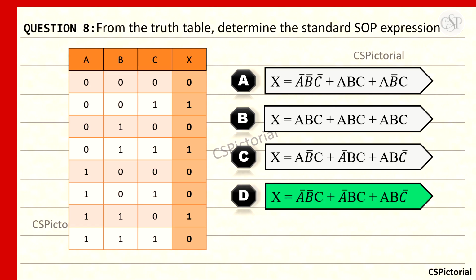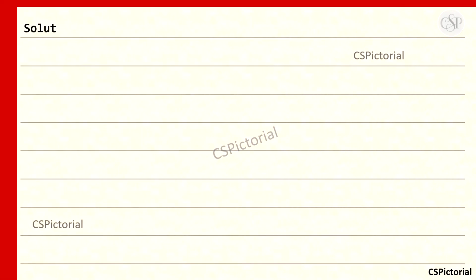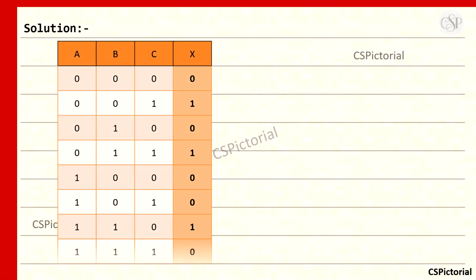The answer is option D, X equals A bar B bar C plus A bar B C plus A B C bar. Let's check out how to derive it. From the given truth table, pick out the truth table entries for which the output value is 1. Write the corresponding min term.